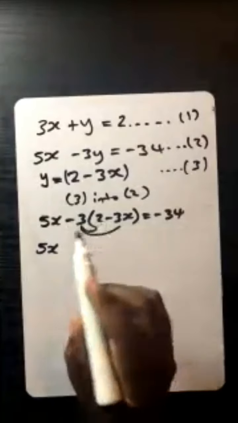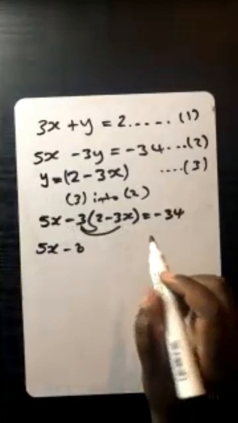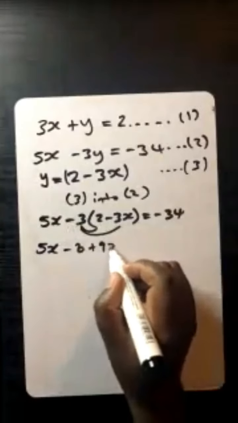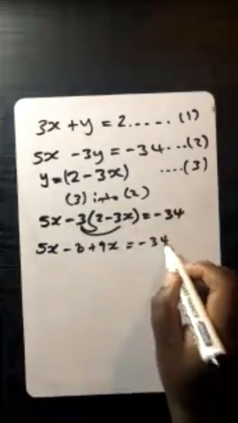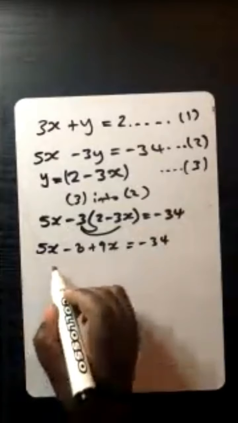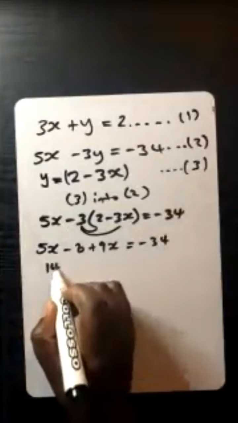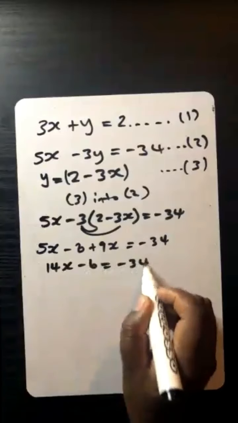So it's negative 3 times 2, it's minus 6. Negative 3 times negative 3, it's a positive 9. Remember that x. It's equals to negative 34. Then, do I have like terms? I do have. Then it's 14x minus 6, equals negative 34.